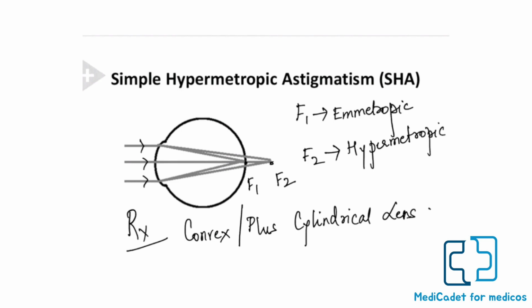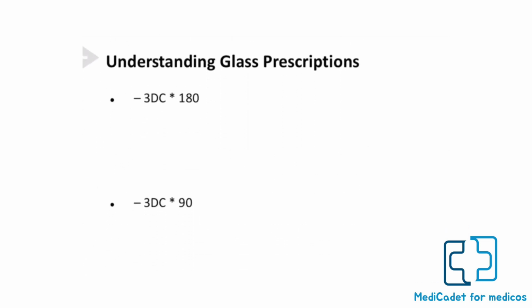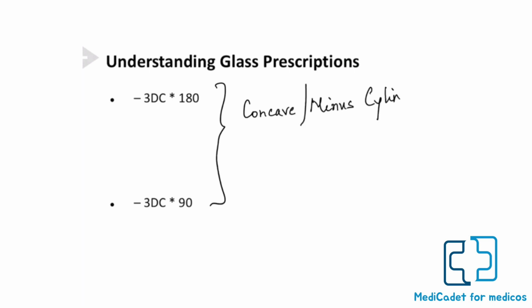Okay, now let me show you the examples which will make it a little easy for you to understand. So look at this prescription. What is this? Minus 3 diopter cylinder cross 180 or minus 3 diopter cylinder cross 90. I told you we cannot just write a cylindrical prescription. Always we will need to write the axis because that decides how we are going to place the cylinder. So both these are, what are they? They are concave, that is minus cylindrical lenses.